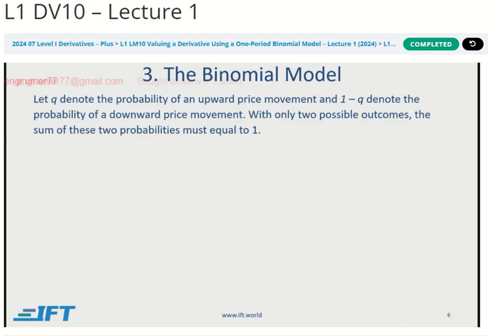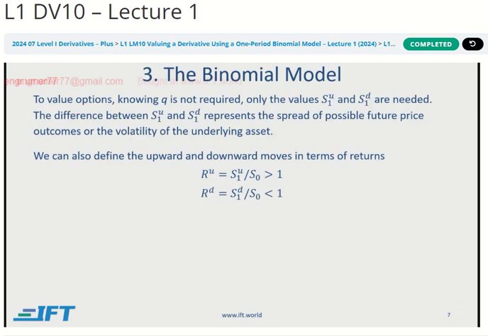The second thing is the probability of going up versus the probability of going down. Let's say this is the probability of going up, and 1 minus that is the probability of going down, and naturally they will always add up to 1 because together it is 100% probability. Either it will go up or it will go down. As far as valuing the options is concerned, we don't need to know the probability of going up or down. All we need to know is the price if it goes up, the price if it goes down, and the current price.